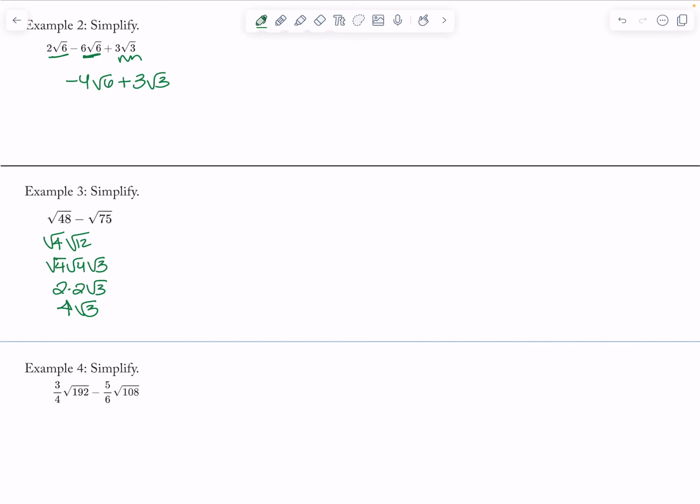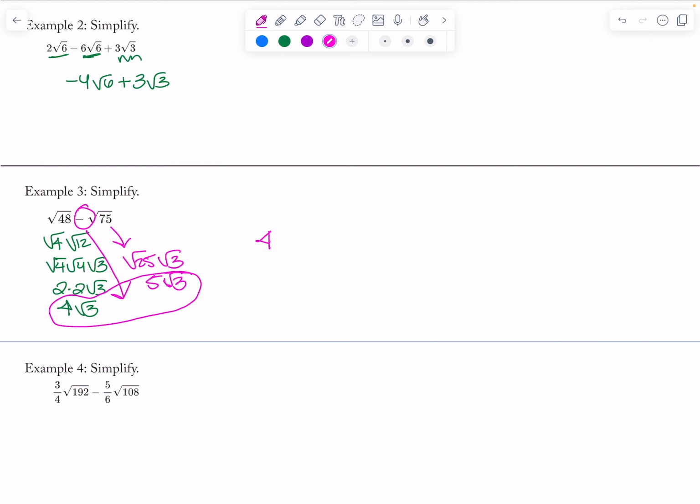And then the other one is divisible by 25, so that's root 25 and root 3, so this is 5 square root of 3. Now I can combine these together. Remember that there was a subtraction sign between them. So this is 4 root 3 minus 5 root 3, which gives me a negative 1 root 3.